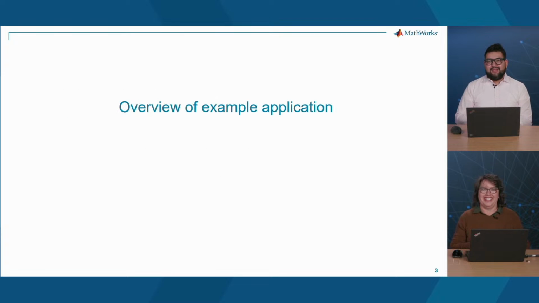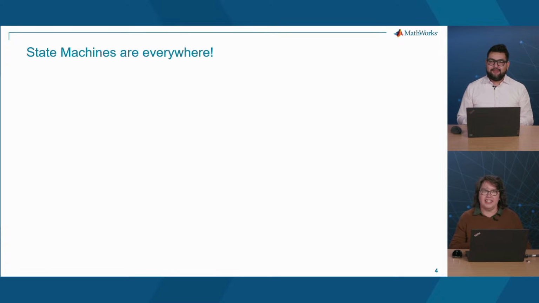As Teresa said, we're going to start with an overview of an example application. First, I want to mention that state machines are everywhere. Maybe you realize this, maybe you don't. But let's start with a simple one, the traffic light. Everybody must have seen a traffic light, and it has three states: green, go; yellow, be cautious; and red, stop. That's a very simple state machine.